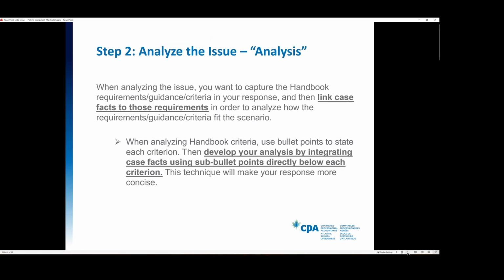So step 2 is the analysis piece. And it's very important. A best practice is that you should paraphrase each criterion individually. So if there's 3 criteria, state the first criterion. Underneath in bullet point, apply the relevant case fact. Under that, state whether that criterion is met or not.